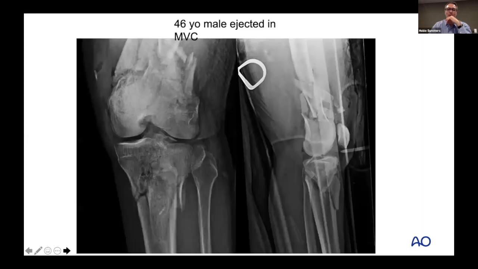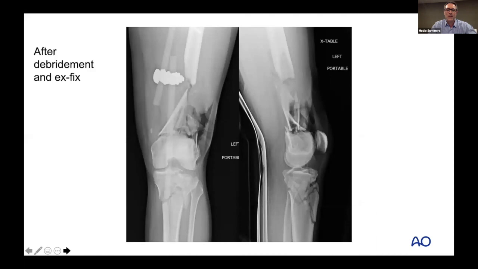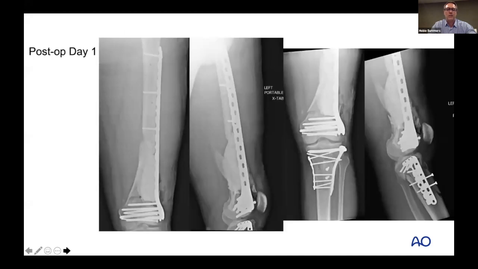Okay, I think this is our last one. So this is one of mine. This is a 46-year-old gentleman injured in a motor vehicle crash with this wonderful tibia distal femur combo. This is what he looks like after his debridement and external fixator placement. So he's lost a fair amount of bone, and he's got this complex proximal tibia to go with it. So here he is on post-op day 1.